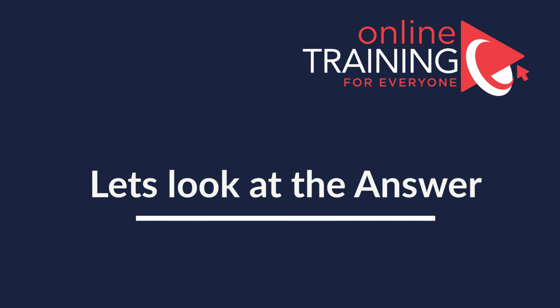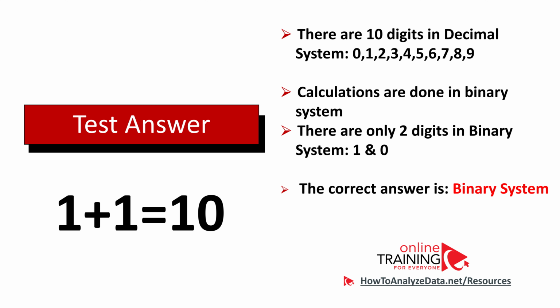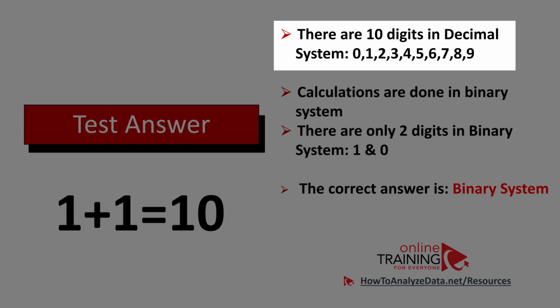Do you think you know the answer? Let's continue to see how we can solve this challenge and get to the correct solution together. Typically, when we do calculations, we use 10 digits in the decimal system. We use 0, 1, 2, 3, 4, 5, 6, 7, 8, and 9.